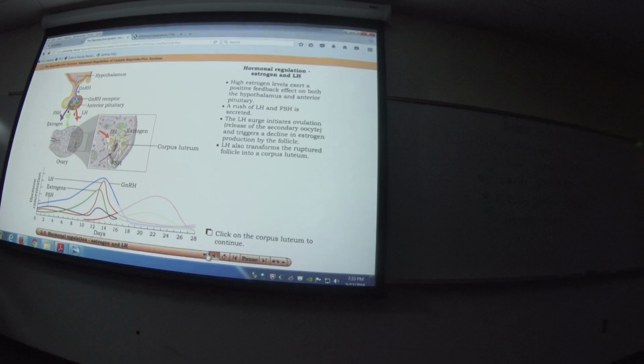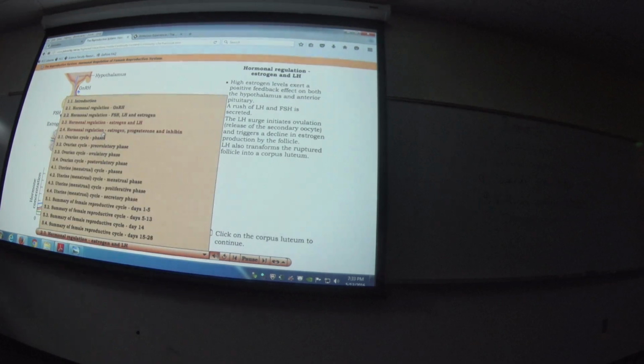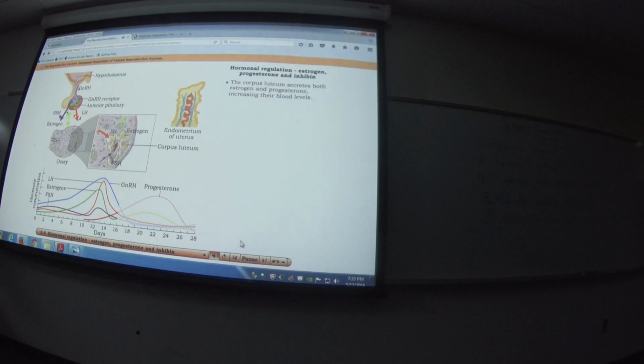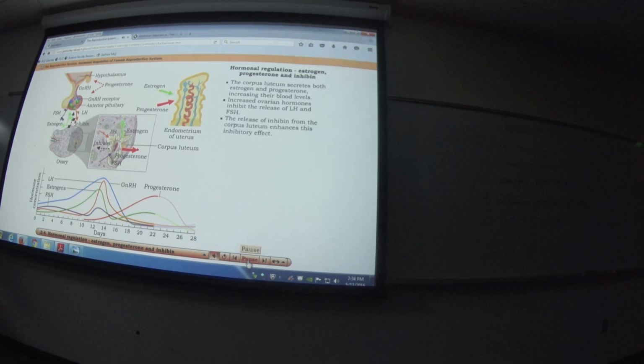So I'm going to skip ahead just a tad here. The corpus luteum secretes both estrogen and progesterone, increasing their blood levels. These increased ovarian hormones inhibit the release of luteinizing hormone and follicle-stimulating hormone. And that's the negative feedback part. So when I get after ovulation, I'm going to turn off the one ordering new eggs. I'm going to turn off the brain. Luteum also releases the hormone inhibin, which enhances this inhibitory effect.